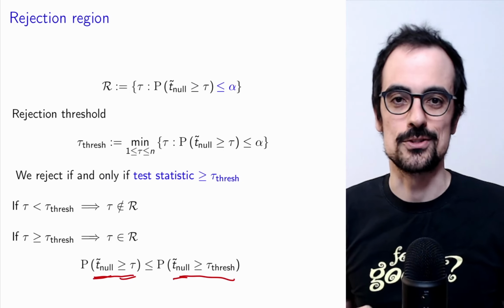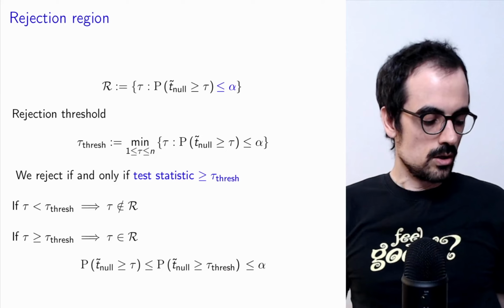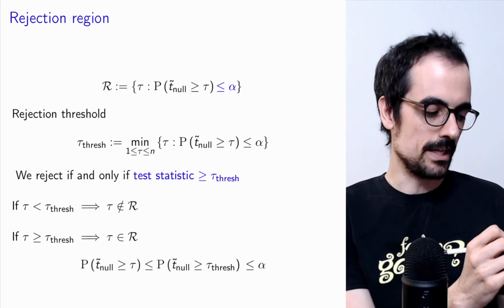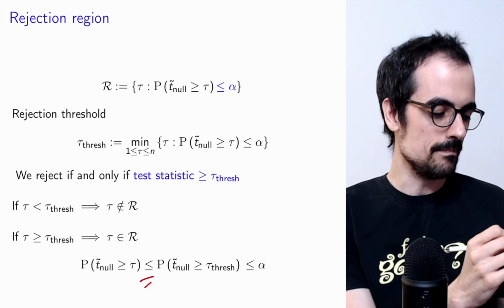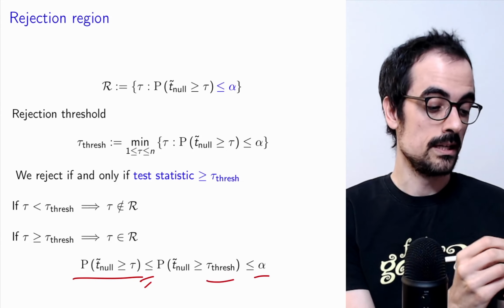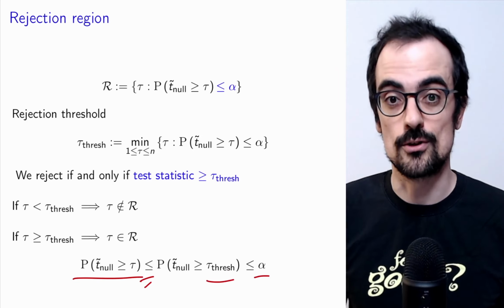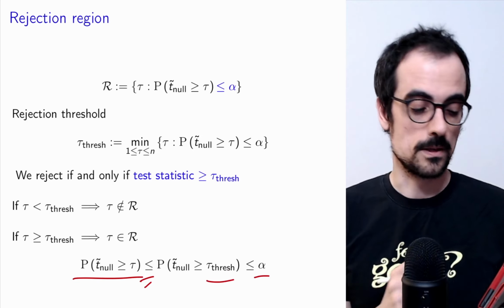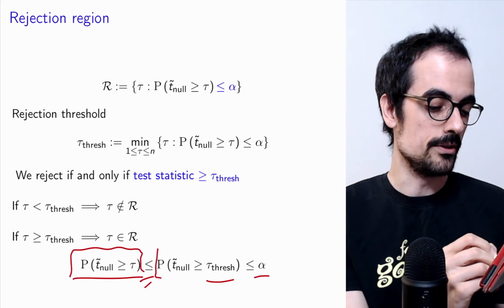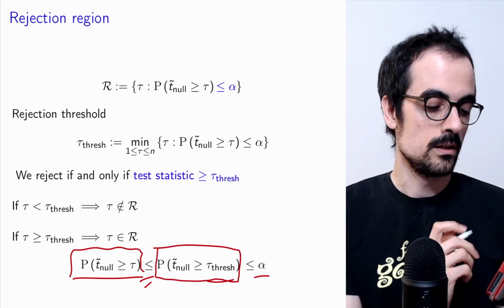Okay, so that makes a lot of sense. This inequality immediately implies that we reject, because we know that for the threshold, the p-value is more or equal to alpha. Okay, hopefully this is clear. This is the p-value for tau, and this is the p-value for the threshold.